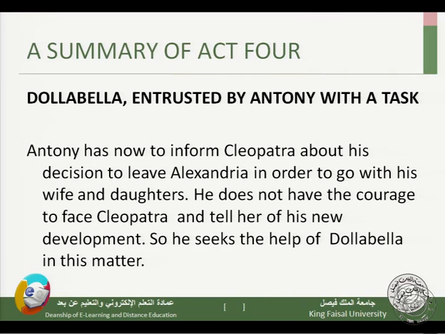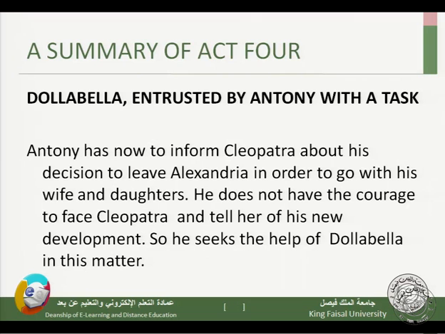So Antony has now to inform Cleopatra about his decision to leave Alexandria in order to go with his wife and his daughters, which means that he is going to leave her, to desert her completely in order to go with his wife and his two little daughters. He does not have the courage to face Cleopatra. He couldn't go himself to meet Cleopatra and tell her his decision because he is afraid that once he is in front of Cleopatra, the one he loves, he might change the decision that he has already made.